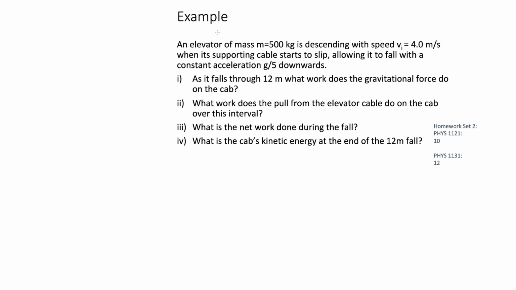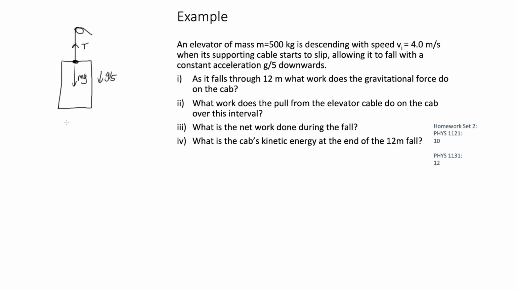Okay, so an example problem. An elevator with a mass of 500 kilograms is descending with a steady speed of 4 meters per second when its supporting cable starts to slip, allowing it to fall with a constant acceleration of g on 5 downwards. So let's draw a little diagram over here. Here's our elevator. It's supported by some cable here. There's a tension force pulling it up, and we've got the weight force pulling it down. The net acceleration is g on 5 downwards.